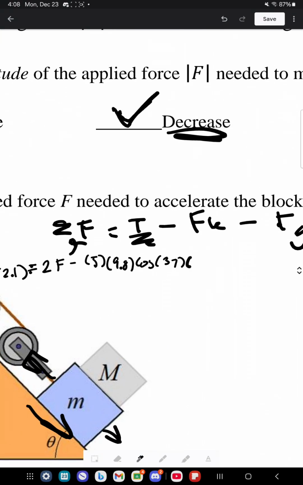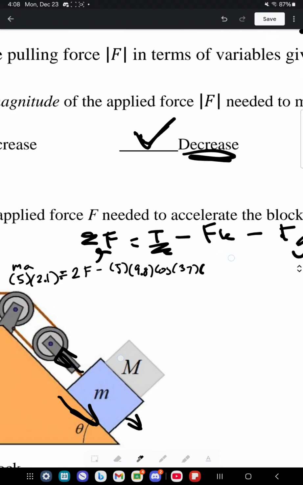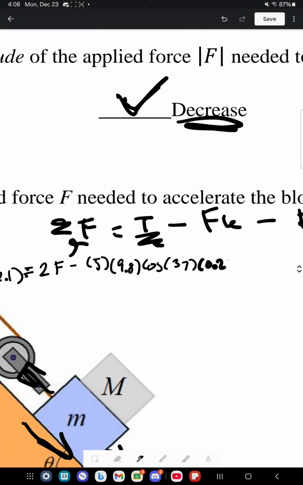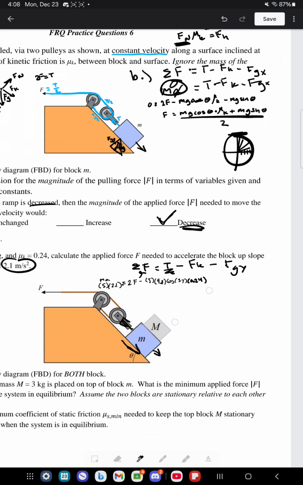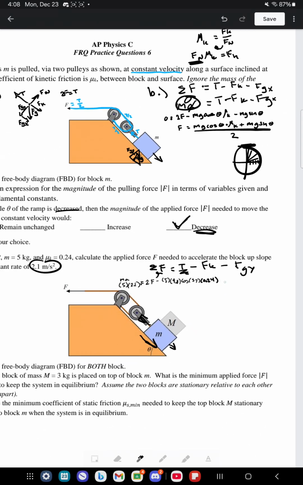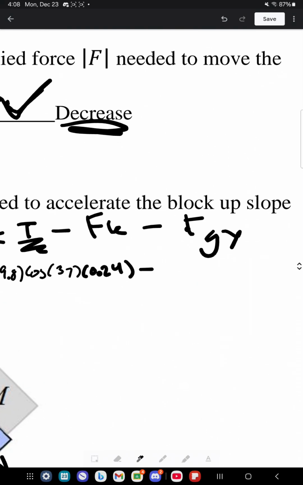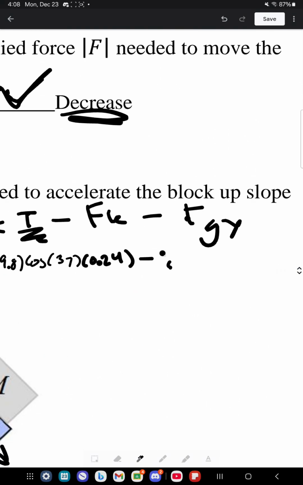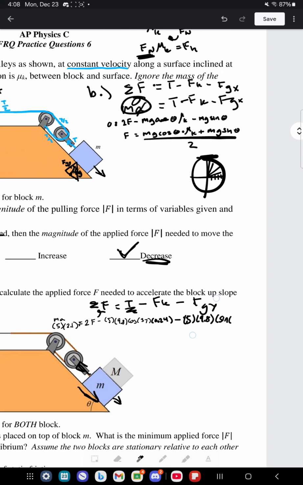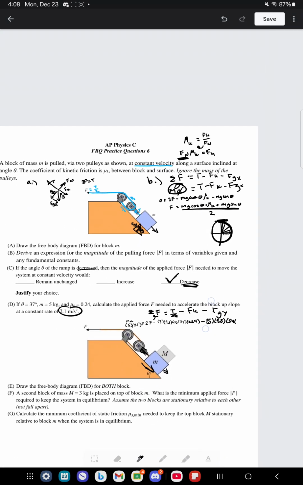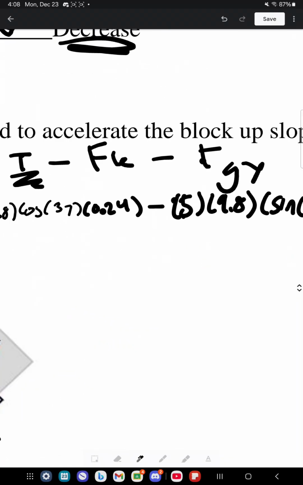This is multiplied by 0.24, and Fgx is equal to mg sine of theta, which is what? This is 5 times 9.8 times sine of 37 degrees.